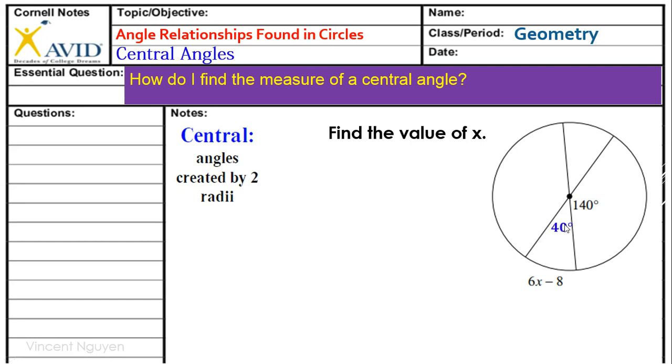Okay, so now we can set the angle 40 degrees equal to 6x minus 8. And then we'll solve this equation. We'll get the value of x. So add 8 to both sides. You get 6x equals 48, and divide by 6 to get x equals 8.